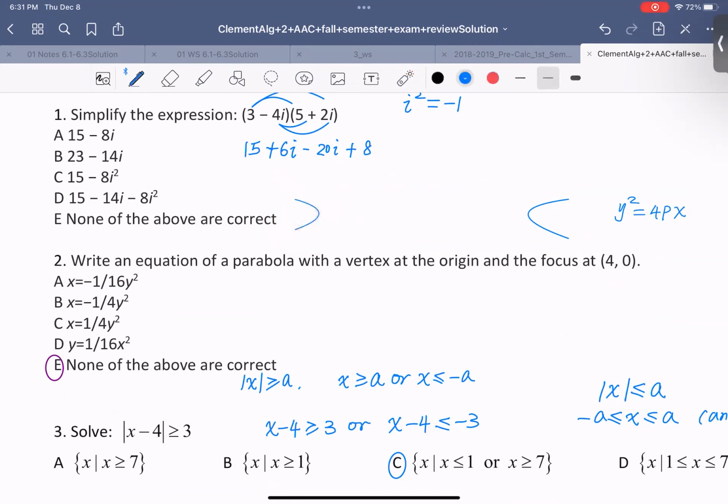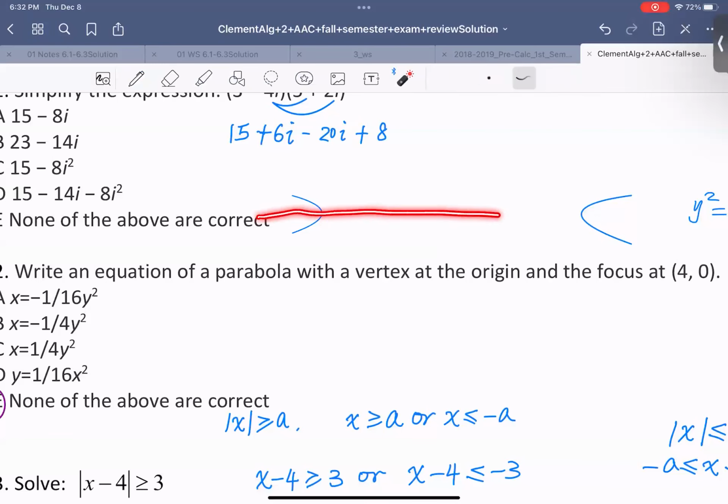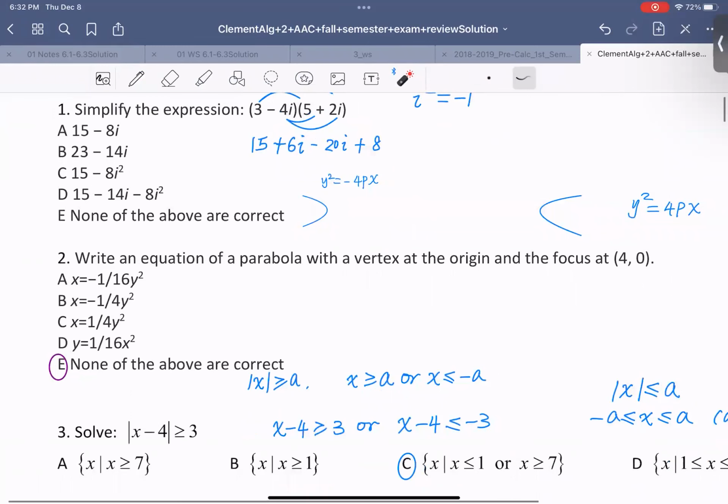x equals to a. We don't use the order one format. We use the order two format. When you have a horizontal one, you must make the y squared. The vertical one is x squared. The horizontal one is y squared. So if you open to the left, it must be y squared equals -4px. Okay? If you open to the right, then you have y squared equals +4px.